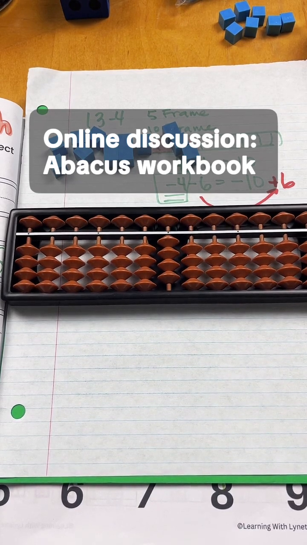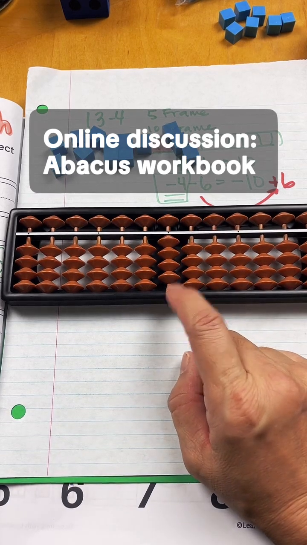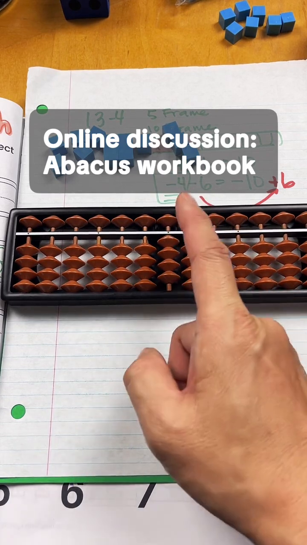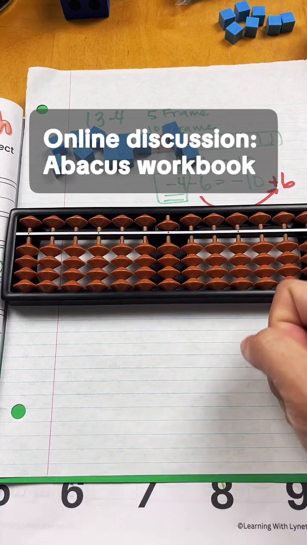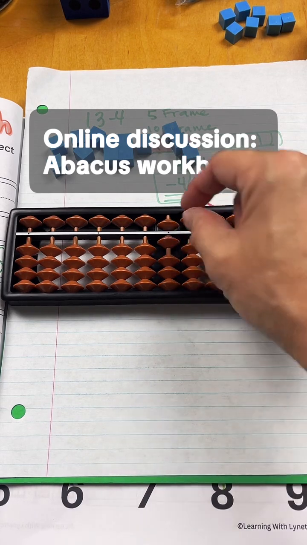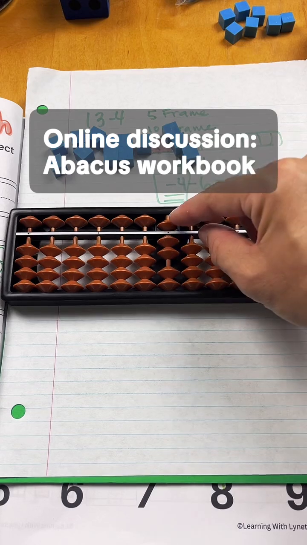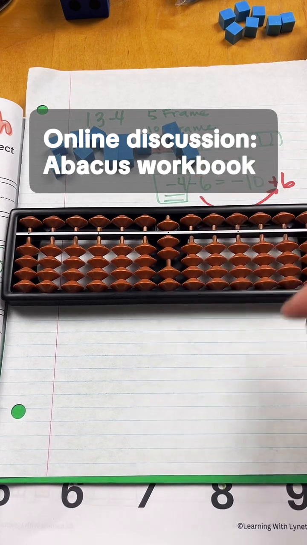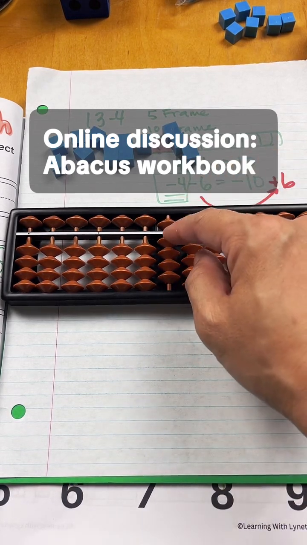Okay, so now, what's after 4? We don't have any more beads. So we have to use the top bead. The top bead will always be 5, no matter what. So we have 5, and then we have 6. 5 and 1, 5 and 2, 7. And then we have 8, and then we have 9. 5, 6, 7, 8, 9.